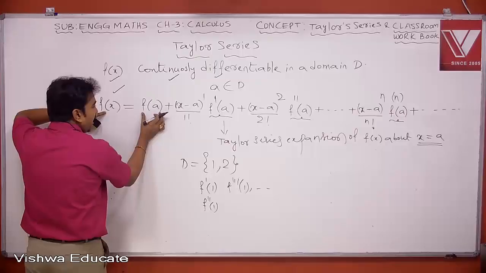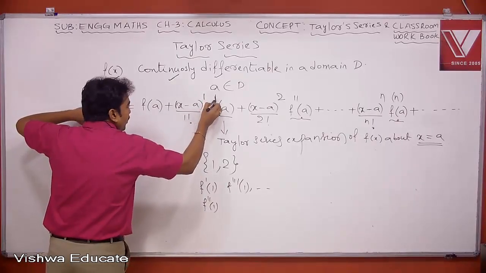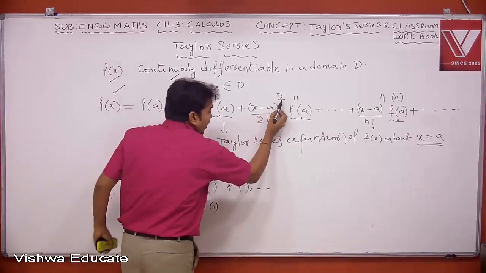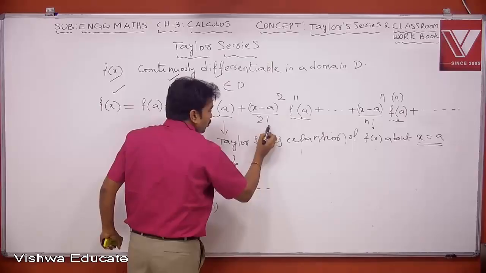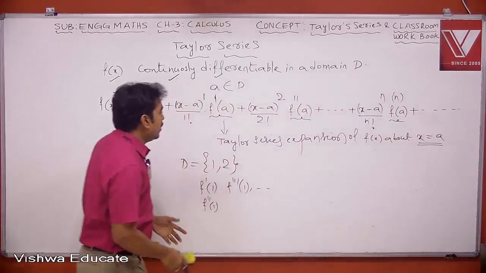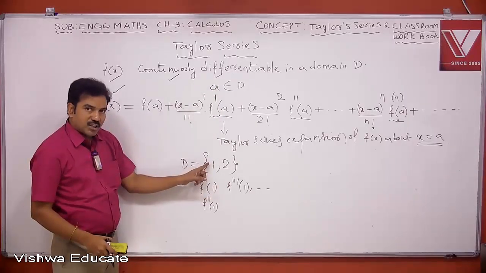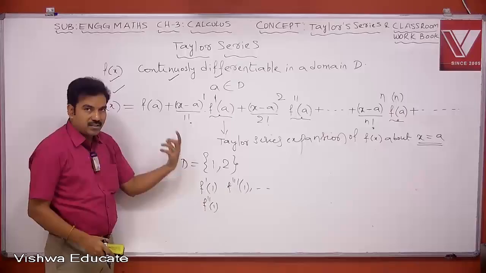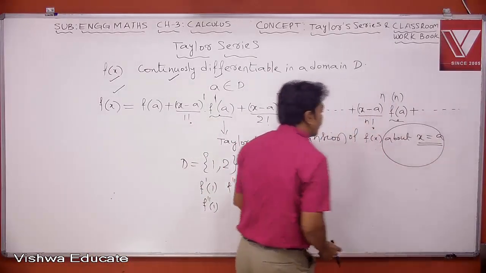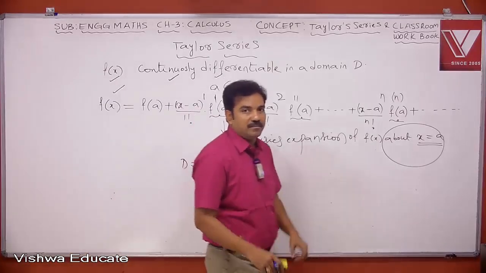f of x is f of a plus (x minus a) to the power 1 by 1 factorial into f dash of a, then the second order derivative with 2 factorial, the nth order derivative with n factorial, and so on. Therefore, when you replace a by 1, I will get one series expansion. When I take the value 2, I will get a different series expansion. That's why this terminology is very important for me. So this is called the Taylor series expansion of f of x about x equal to a.